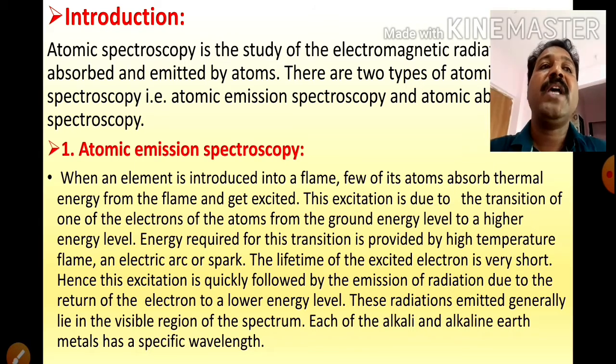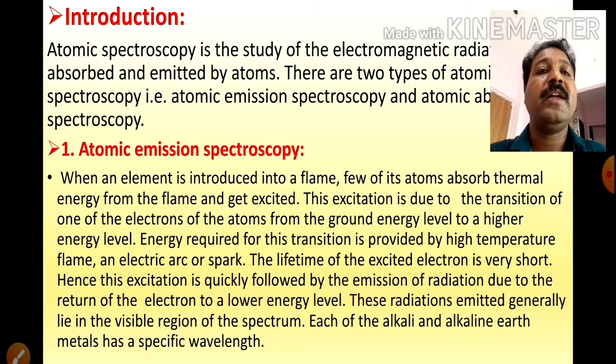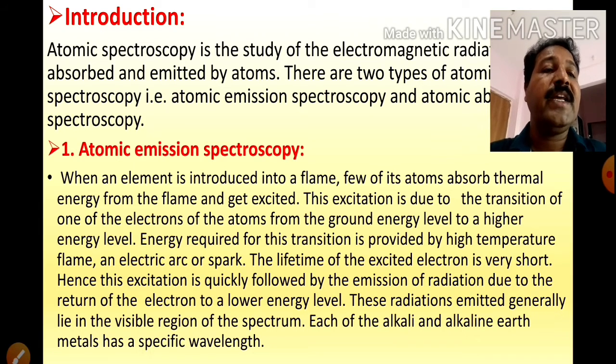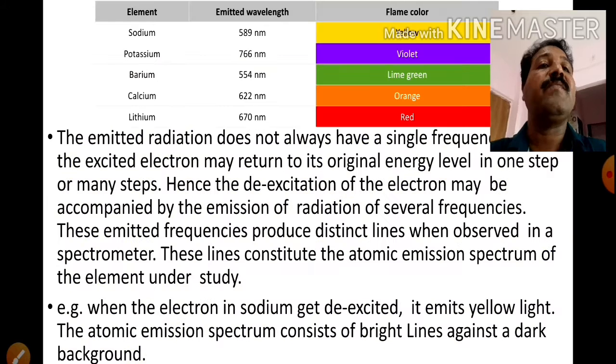The lifetime of the excited electron is of very short period, hence the excitation is quickly followed by the emission of radiation due to return of the electron to the lower energy level. These radiations emitted generally lie in the visible region of the spectrum. Each of the alkali and alkaline earth metals has a specific wavelength.